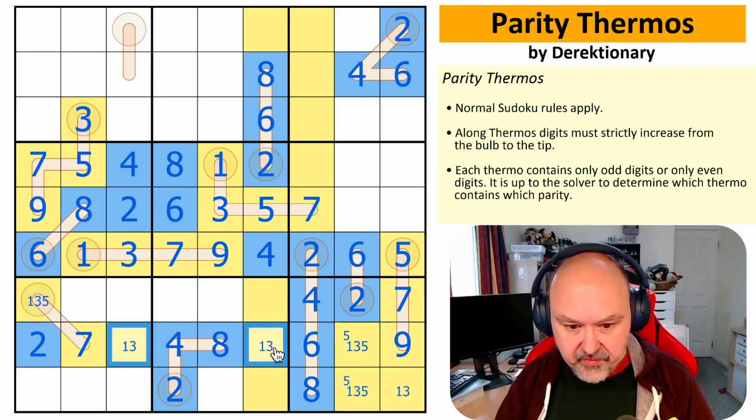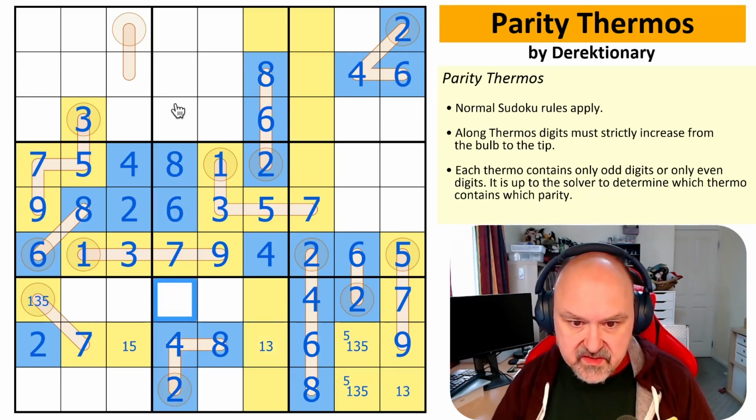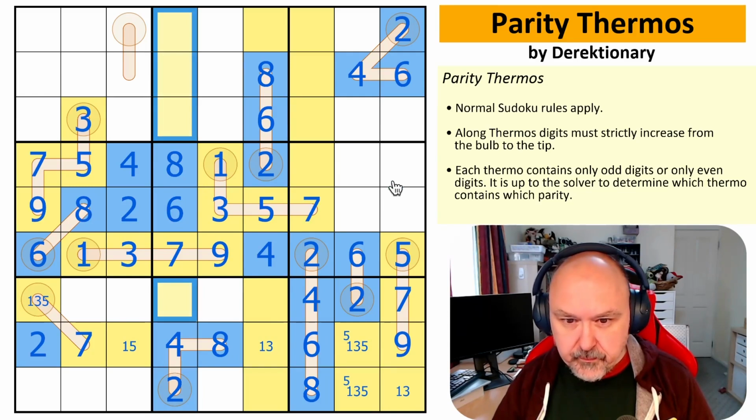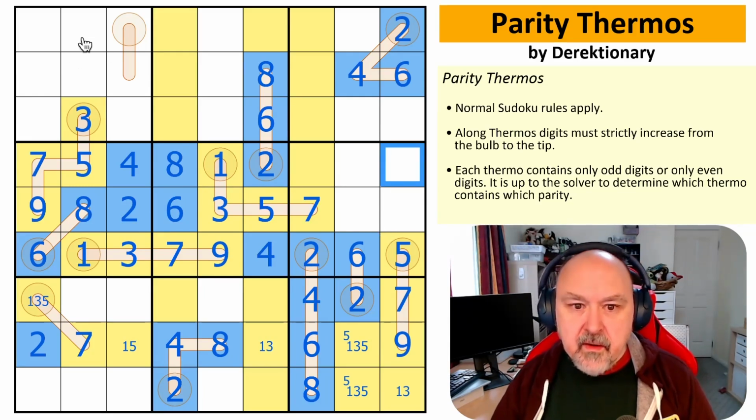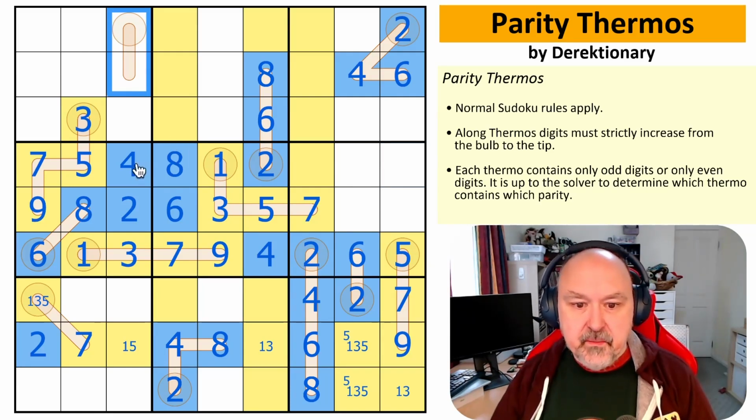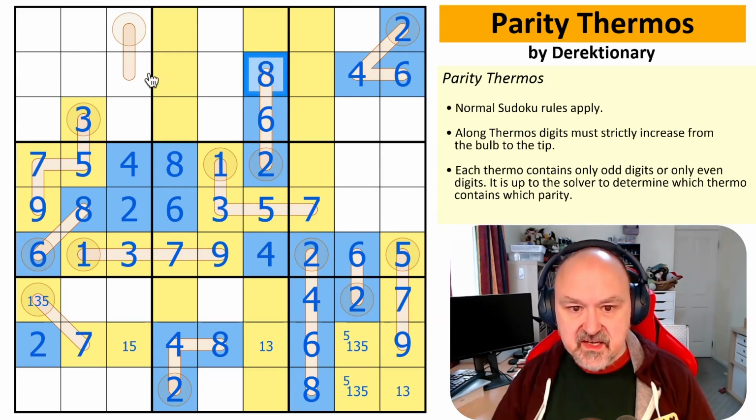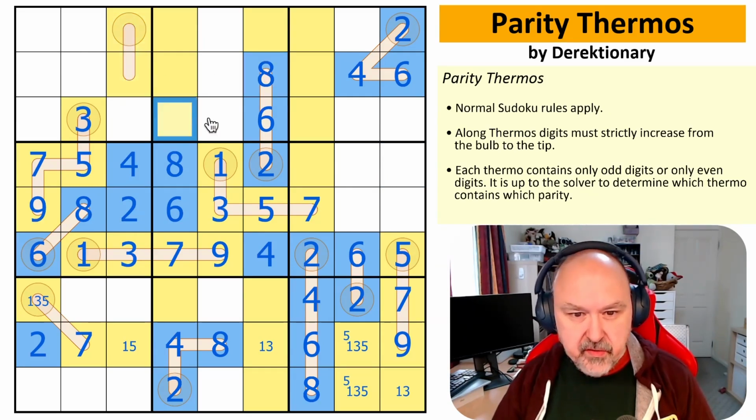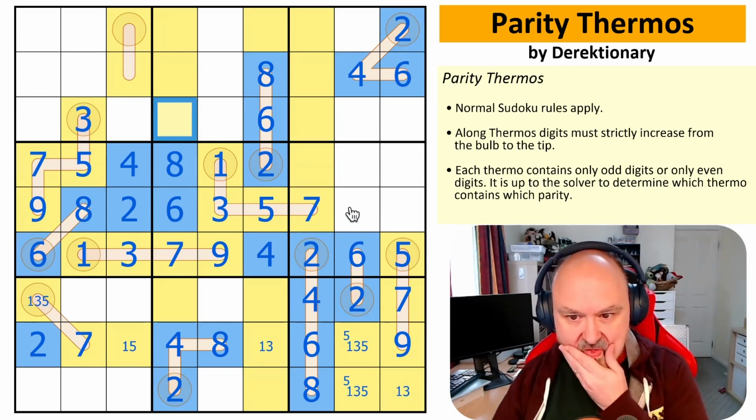And these are 1, 3, or 5. That one is not 3. That one is not 5. This is such a cool little puzzle. 4 evens. So these are all odd. That is odd now, because while I do have 2 evens left, it would have to go 6, 8, and that would be a problem. So those are odd, and I've colored all the thermos.